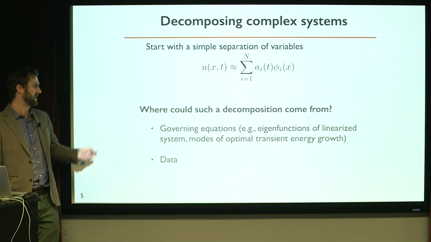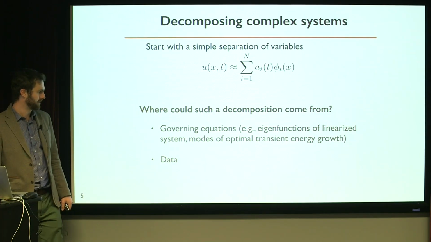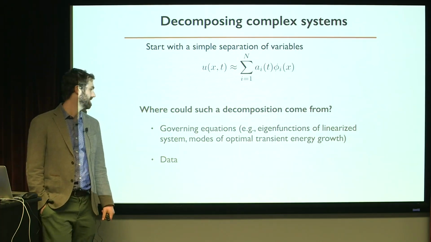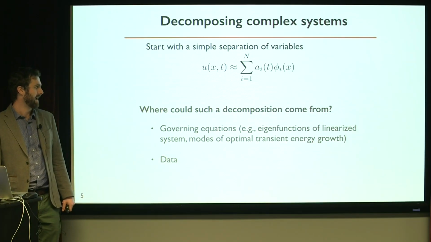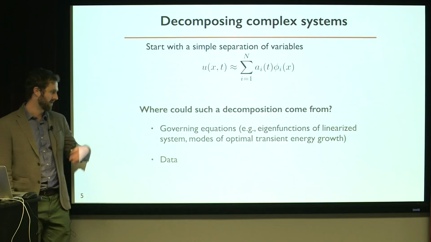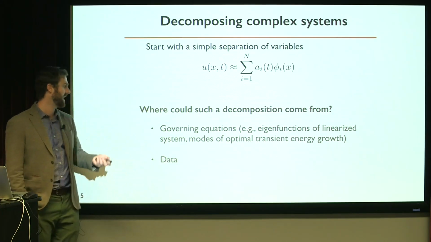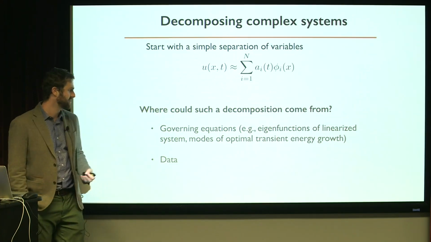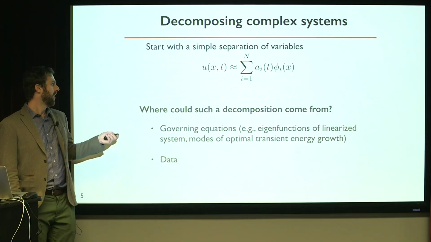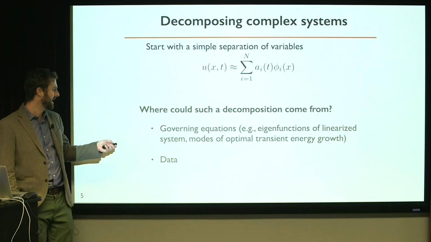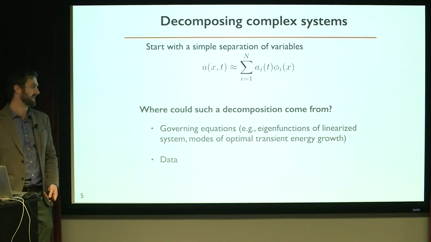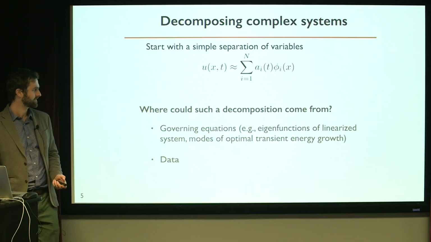So where could we get such a decomposition? Again, there are a few places where we could start. We could start with the governing equations themselves. Maybe we have a set of nonlinear PDEs that we can linearize and then find eigenfunctions of. Or we could forget that knowledge and just use data. And I'm going to be looking at projects where we do one or both of these things in this talk.